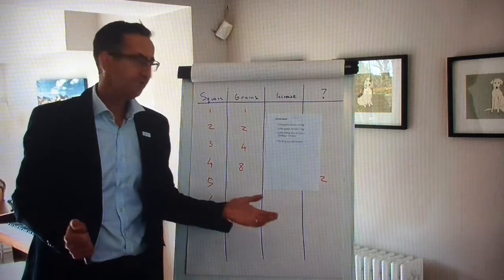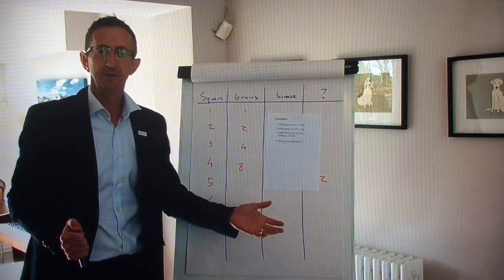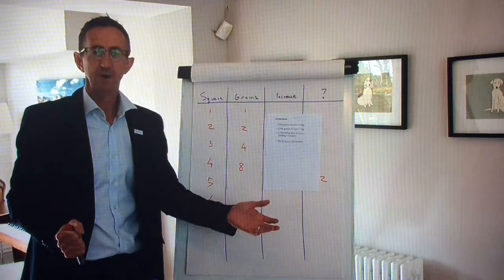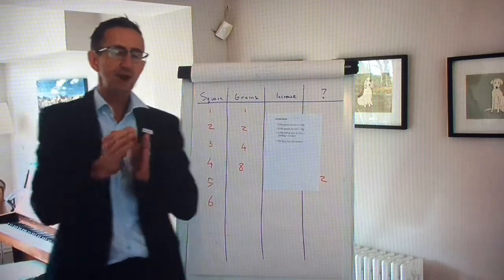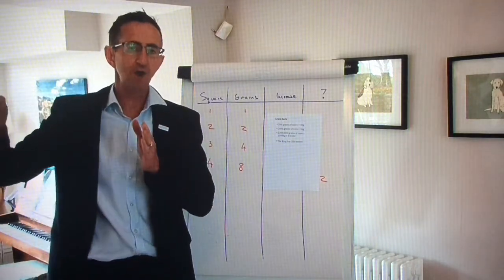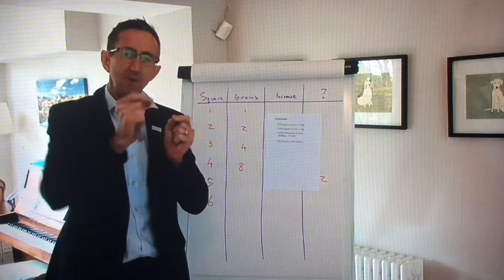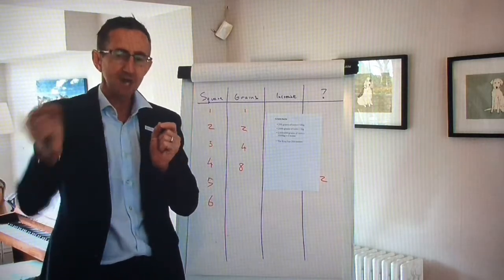So how much corn would it take to fill 64 squares of the chessboard? Suddenly they're getting a sense of how numbers are almost becoming possibly large in a very short time, in front of their own eyes. It's happened.